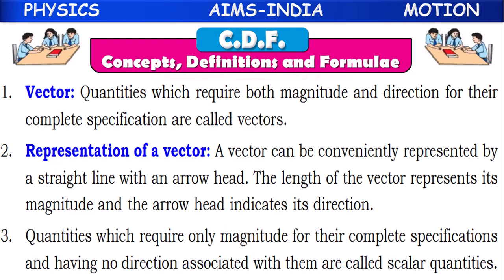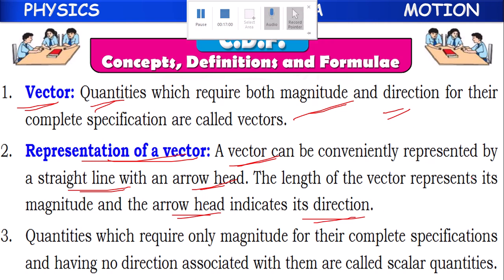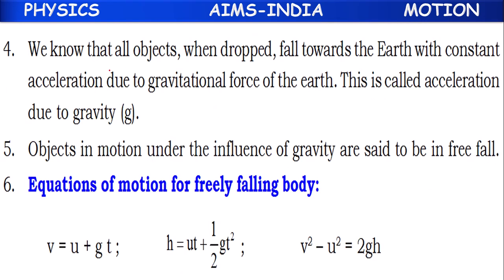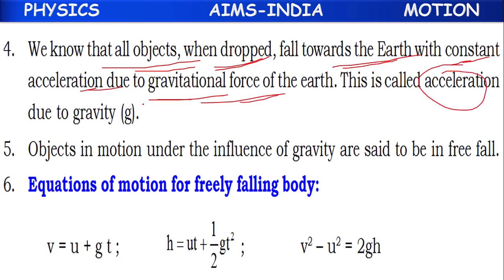So next, a series of points, children. We have learnt what a vector is. A quantity which has both magnitude and direction is called a vector. What is the representation of a vector? A vector can be represented by a straight line with an arrowhead. The arrowhead indicates the direction. Quantities which require only magnitude are called scalars. All objects when dropped fall towards the earth with constant acceleration due to gravitational force. That is called acceleration due to gravity, symbol g. Its value is approximately 9.8 meter per second square on the earth.